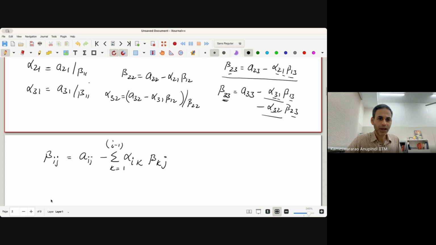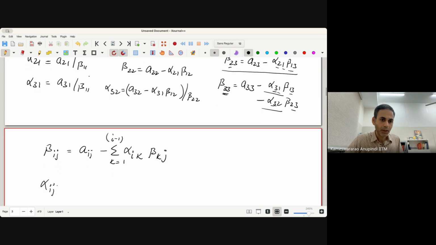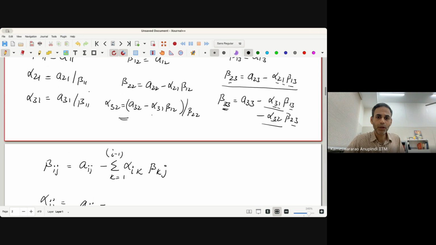Similarly, I can also calculate my alpha ij. Let's look at this expression. This is going to be a ij minus, as you can see, only one value that is subtracted, right? But that is because, just like 3,2 is applied on i and j here, this is similar to alpha i k beta k j. If you want to calculate alpha ij, we are summing i k, k j, where k is running from 1 to j minus 1. If 3,2 is there, this is running up to j minus 1.